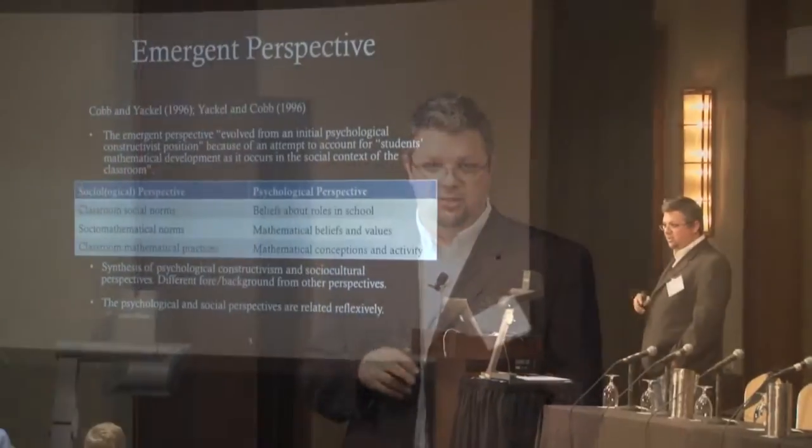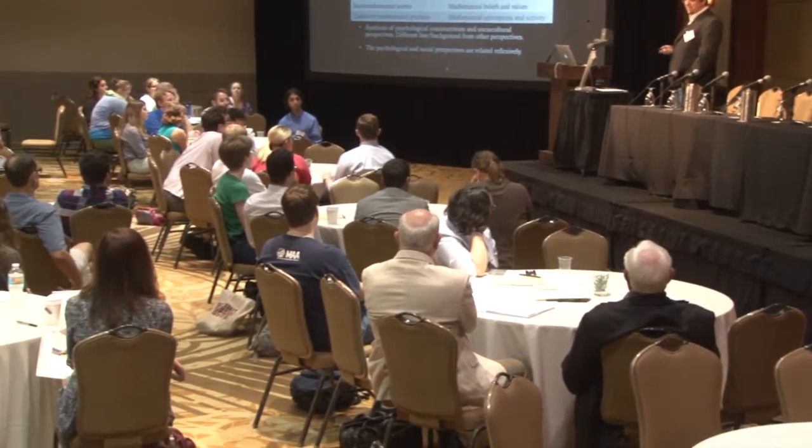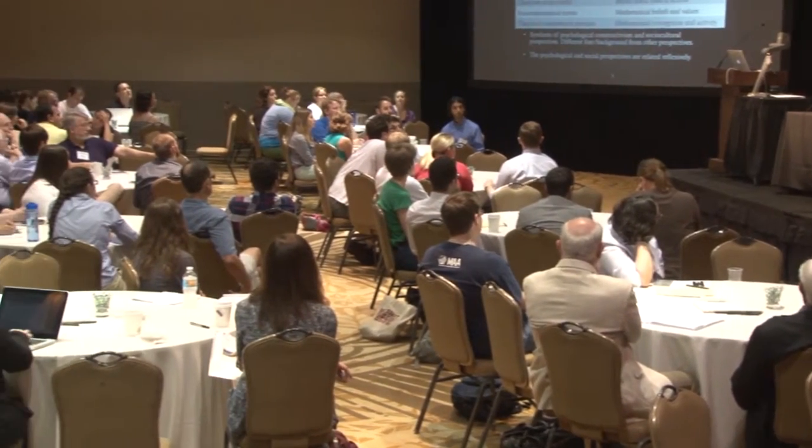But the emergent perspective tries to coordinate these, and in particular puts them reflexively related to each other. So it's not that the social causes the psychological or the psychological causes the social, that they are reflexively related, that both are happening simultaneously at all times. And so this is basically how I'd like us to think about what's happening in the classroom.